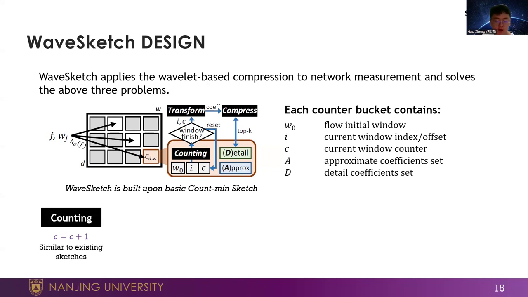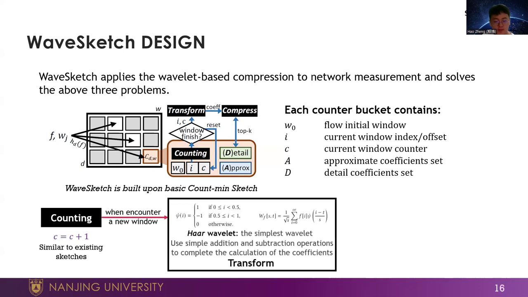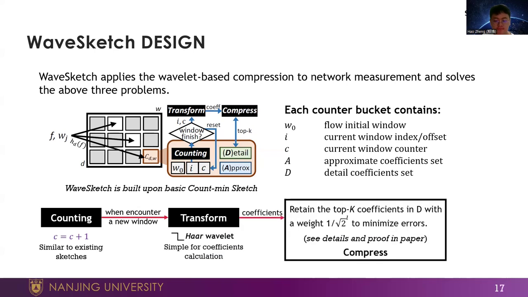When a new window arrives, the old counter will go into the transformation stage. In the transformation stage, we use several methods to simplify the wavelet calculation. We use higher wavelets as the model function. In higher wavelets, we can only use simple addition and subtraction operations to complete the calculation of the wavelet coefficients. The transformation stage will generate some wavelet coefficients.